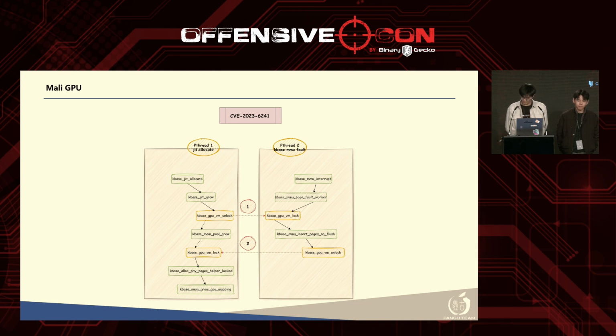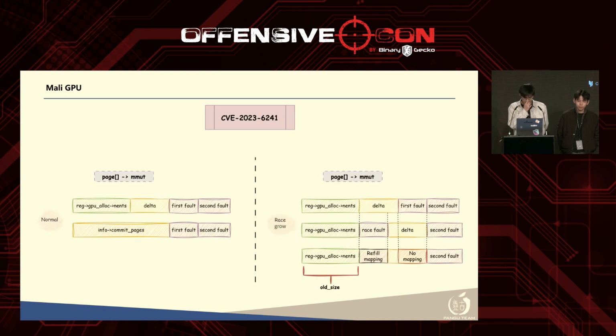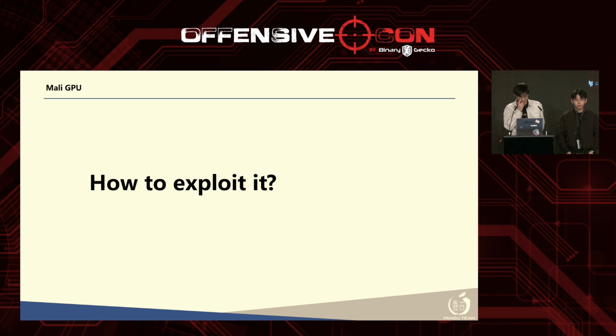What can this lead to? Like in this picture, on the left the picture is the normal area, and on the right it is different between the page table and the page area. There is a refill mapping and no mapping area in the page table, and we will see that no pages and no mappings can be used for something. How to exploit it?